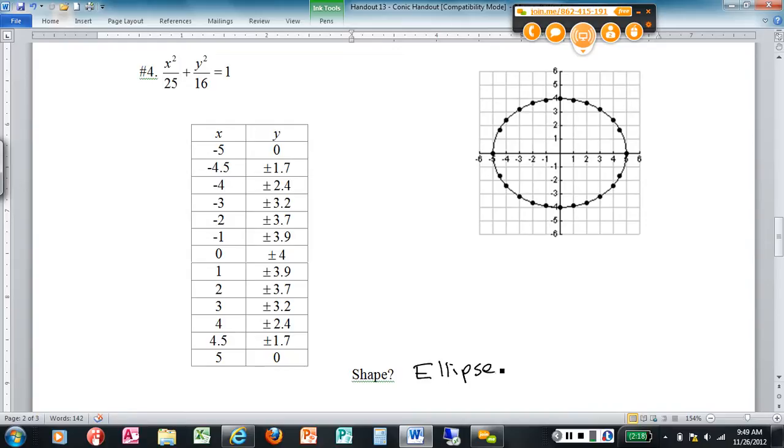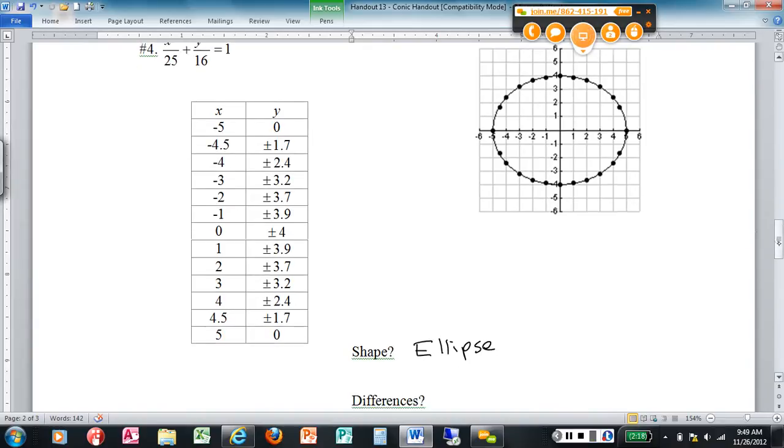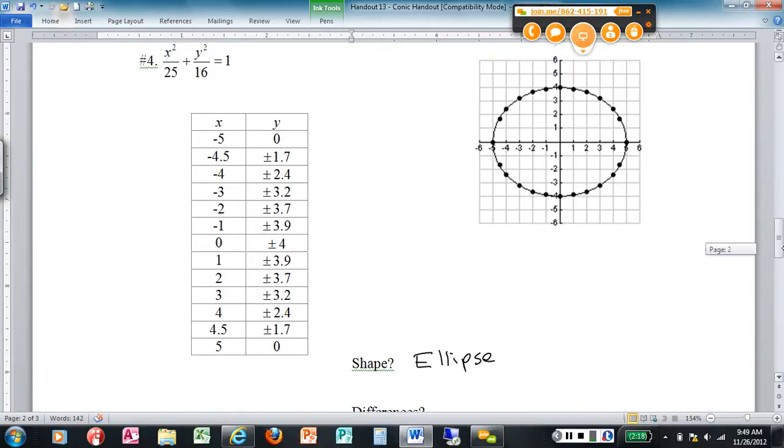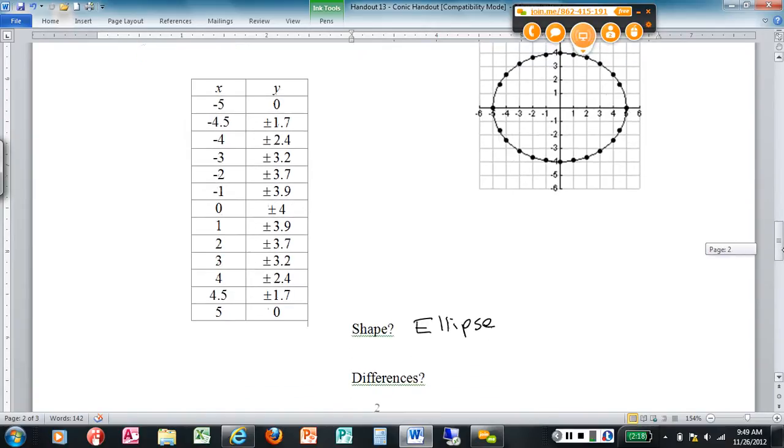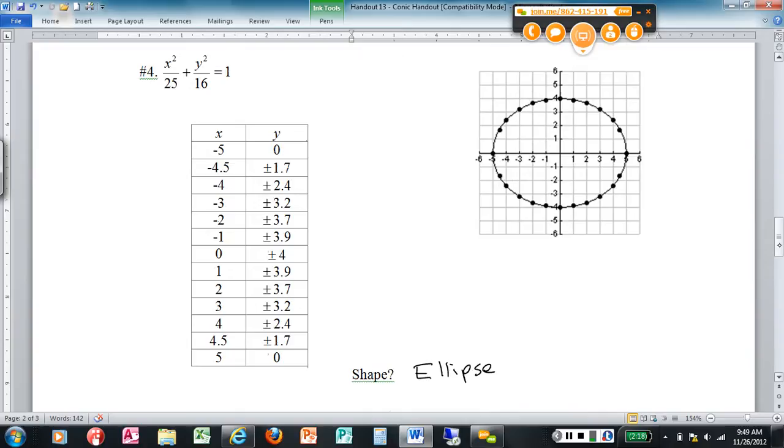This is the ellipse shape, and of course it's very much related to a circle. Actually, a circle is a specialized ellipse, but we get this kind of egg shape. It's called the ellipse. So what's the difference here in this equation? Well, this is the way we're going to want ellipse equations to look.